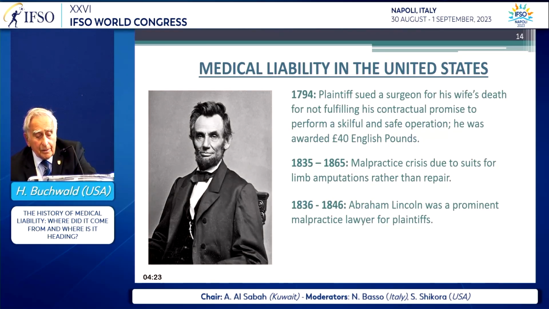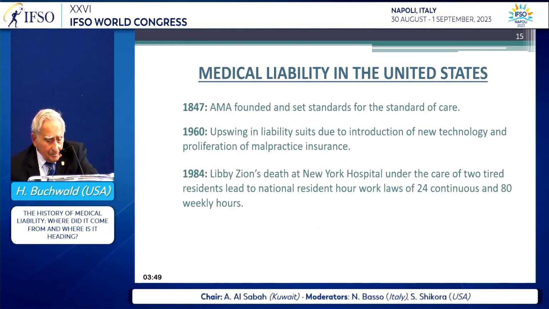Medical liability in the United States, 1794, plaintiff sued a surgeon for his wife's death for not fulfilling his contractual promise to perform a skillful and safe operation. He was awarded 40 English pounds. 1935 to 1965, malpractice crisis, because there were a lot of amputations instead of efforts at repair of limbs. And this is interesting, 1836 to 1846, Abraham Lincoln was a prominent malpractice lawyer for plaintiffs. 1847, the AMA was founded and set standards for the standard of care.